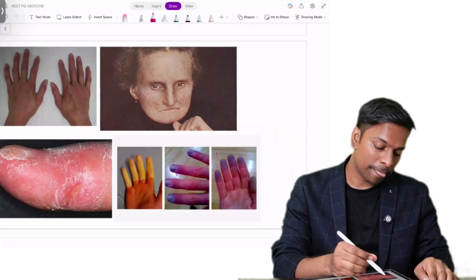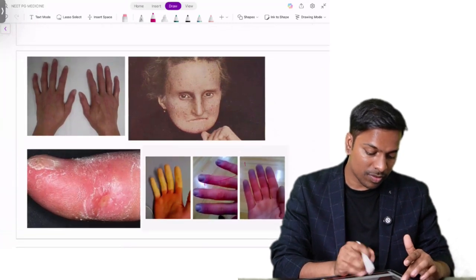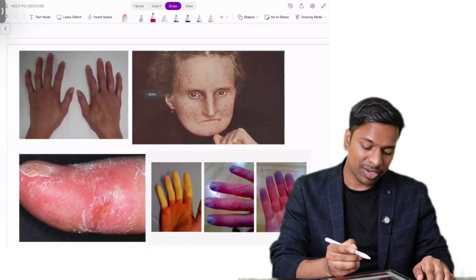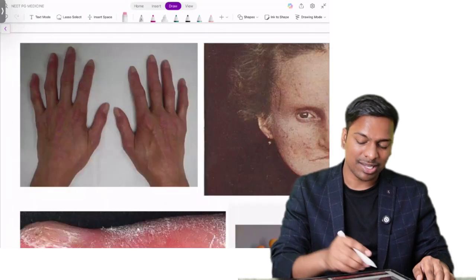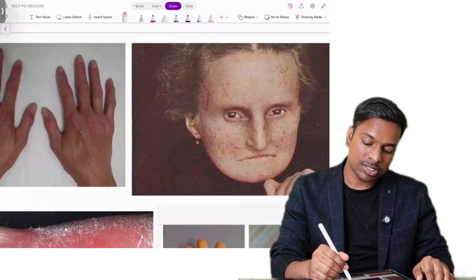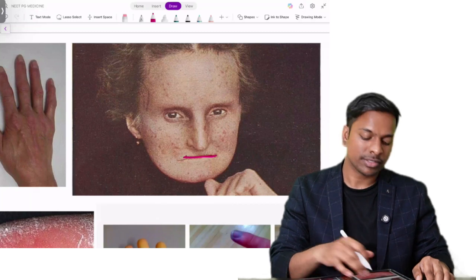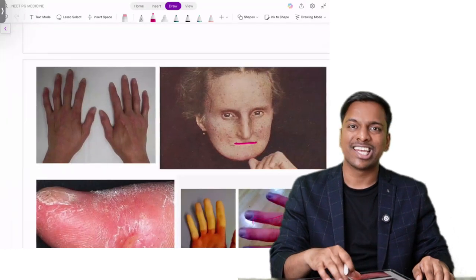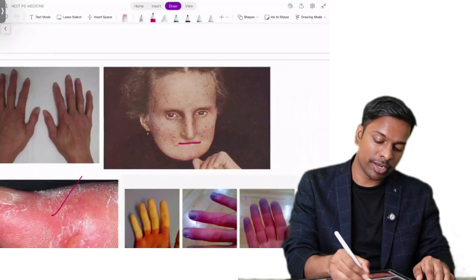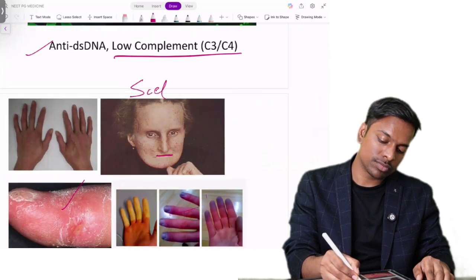If you look at this skin, it is quite thick and inflamed. Here also you can see the face, the mouth cavity is closed. Here also you can see the skin is involved a lot. So this is sclerodactyly. Yes, sclerodactyly.